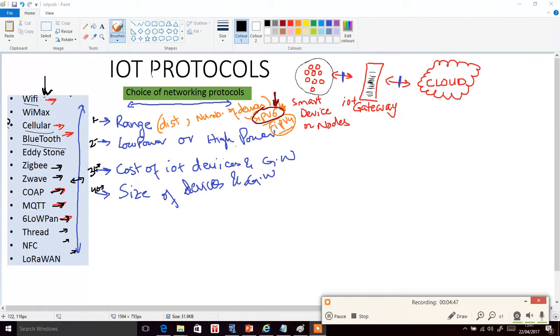And not to forget, we can also describe the standard which each of these protocols uses. So we will start with ZigBee.